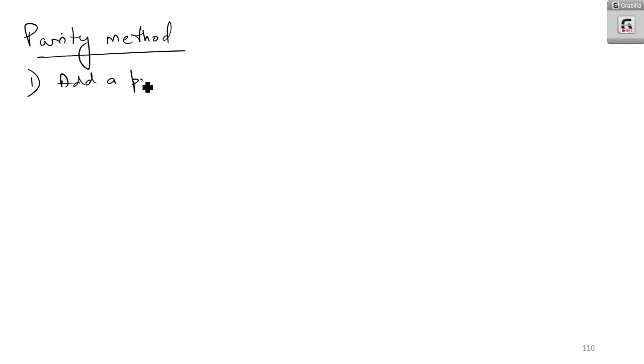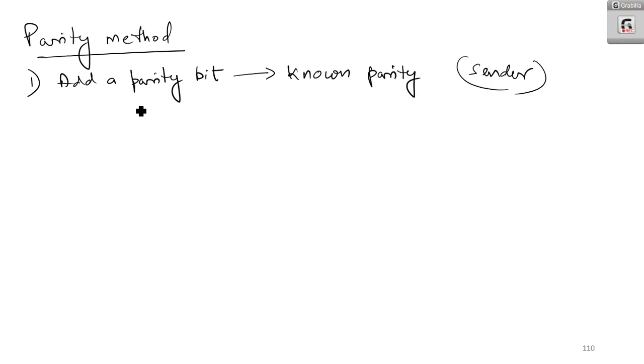So coming into the parity method of error detection. Here there are two steps. First one, add a parity bit from the sender side. Second step, in that there are two types of parity that you can add. That is odd parity and even parity.